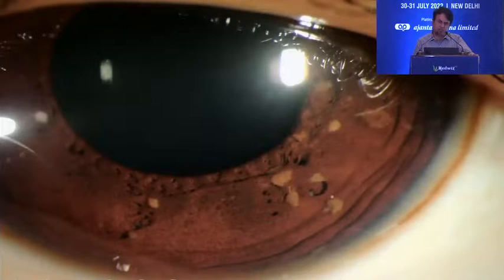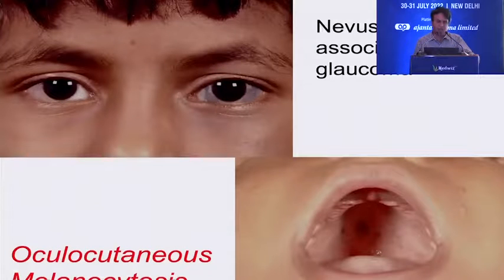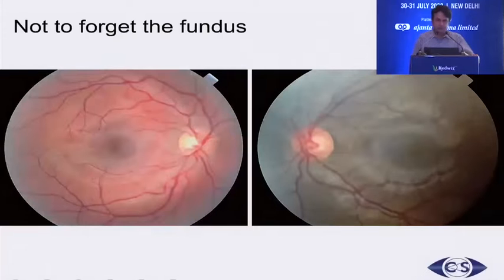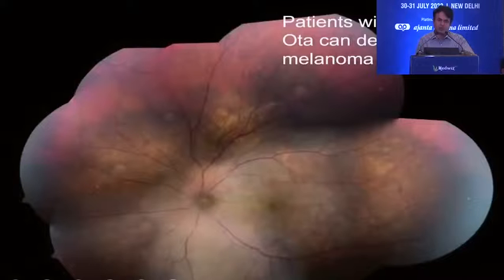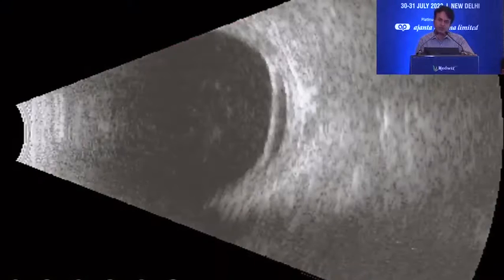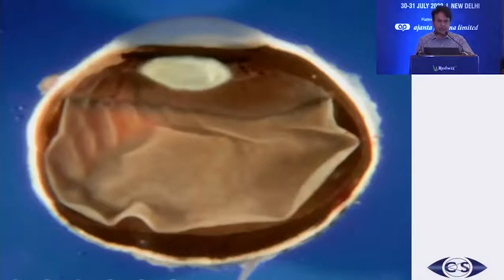This is a patient with Lisch nodules. Nevus of Ota or oculodermal melanocytosis can have glaucoma as a component, but not to forget the fundus. They have a dark colored fundus from which occasionally they develop a melanoma. This is a patient who developed melanoma and needed enucleation.